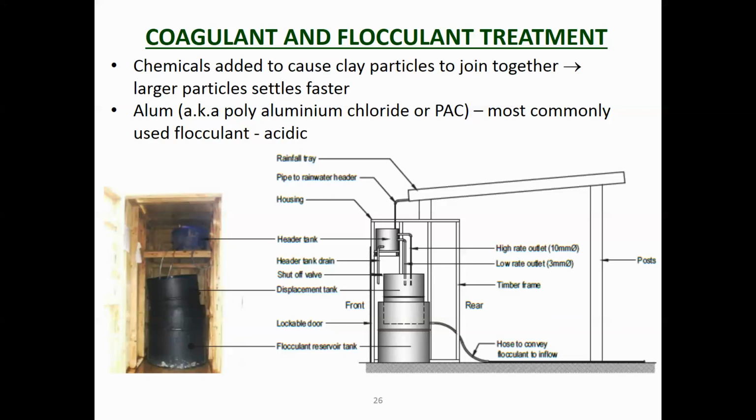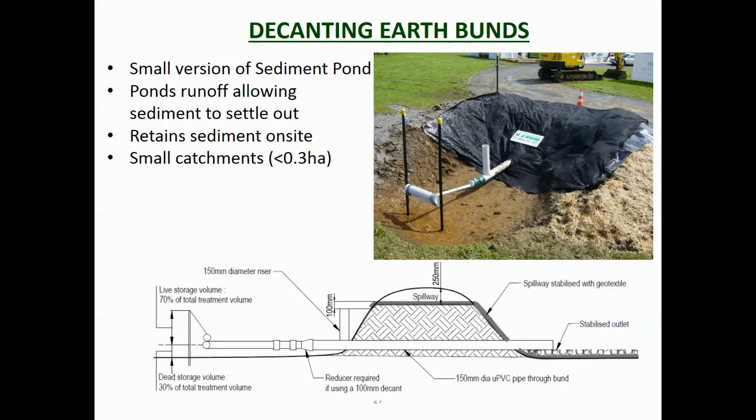Other areas, the soils might be coarser, they might be sands, they might be silts, and they'll settle out just fine. A decanting earth bund for a silt pond is really required when you get over 3,000 square meters. So for a smaller job like a house lot or something like that, you'll have this decanting earth bund, and it's just like a little silt pond there.